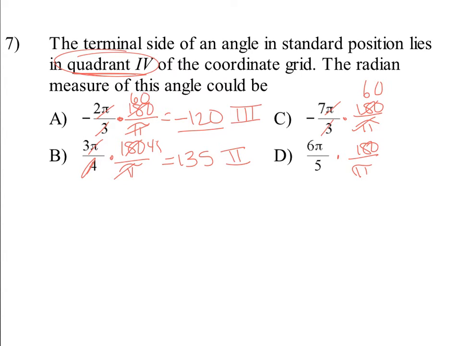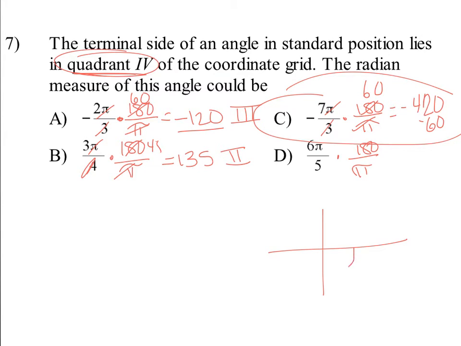Negative 7 times 60, negative 420. So if I add 360 to that, it gets to be negative 60. That's in quadrant 4. Okay, negative 60, remember going down is negative. This is negative 90. This is 0. So then this around here somewhere would be negative 60.